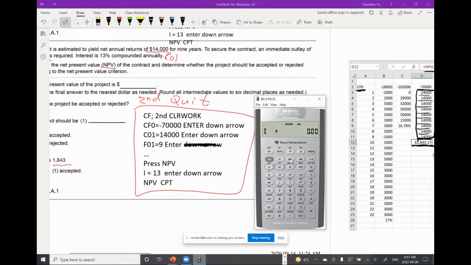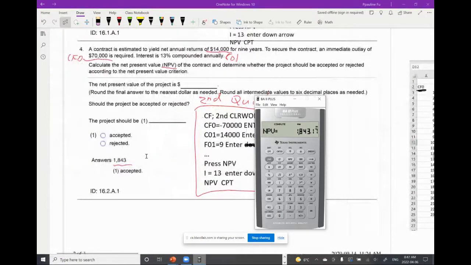Okay, NPV. You are asked to supply the rate, 13%, 13. Enter. Down arrow key. NPV compute. So you get this number, the same as the Excel result, $1,843.17. Okay. Any questions?